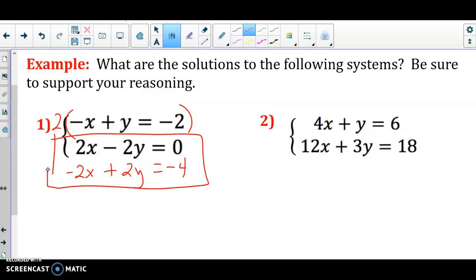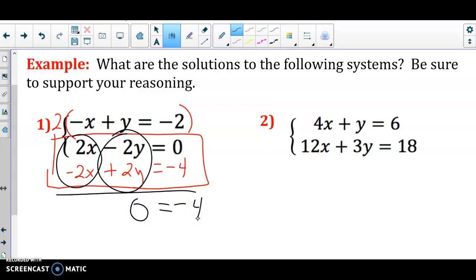But the problem is when I add down, watch what happens. I get 0, 0. Well, wait a second. If I add these two, I get 0. I add these two, I get 0. So I'm looking at 0 equals -4. Wait a second. That doesn't work. And I'd say, you're 100% right. When it doesn't work, because 0 is not equal to -4, we know that the answer is going to be no solutions.